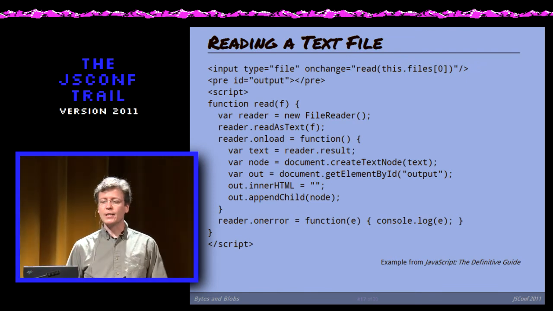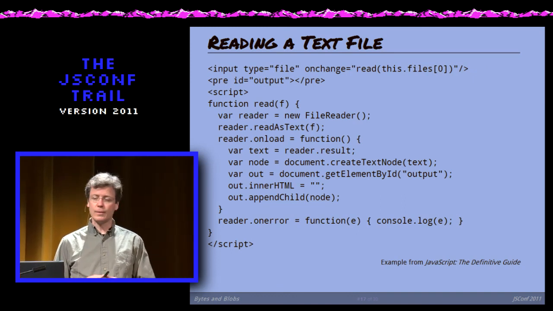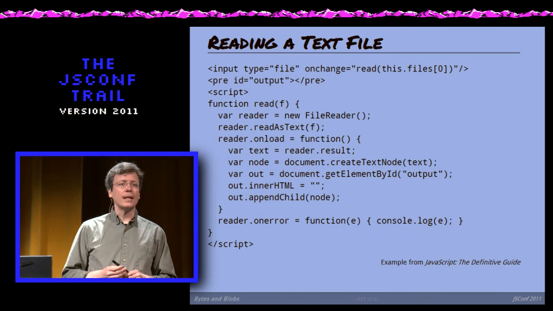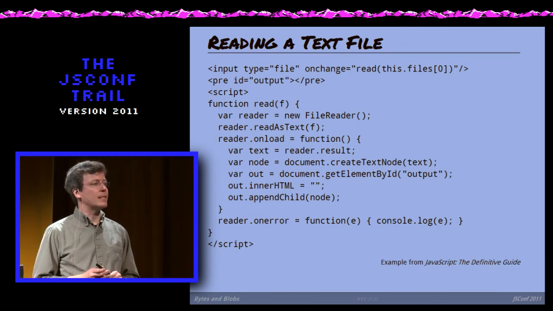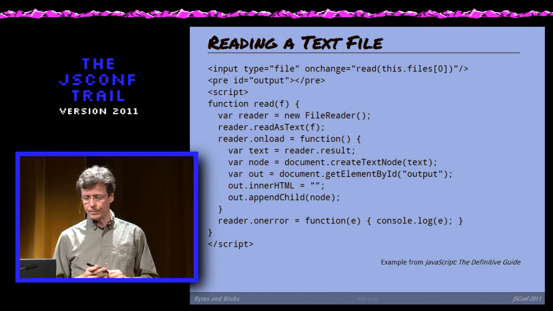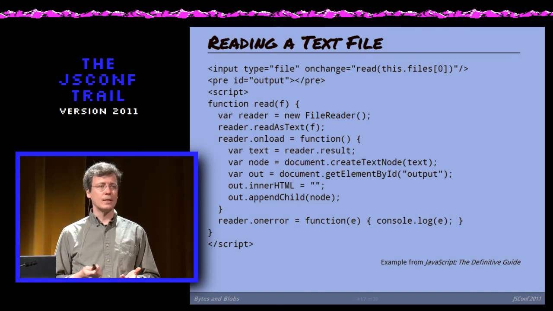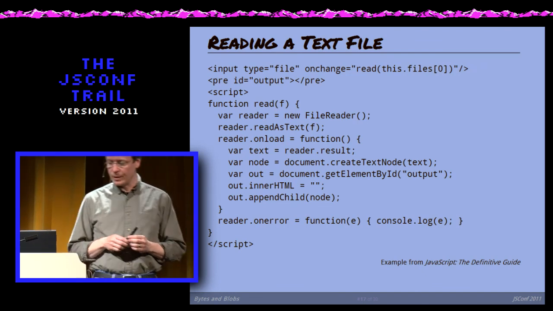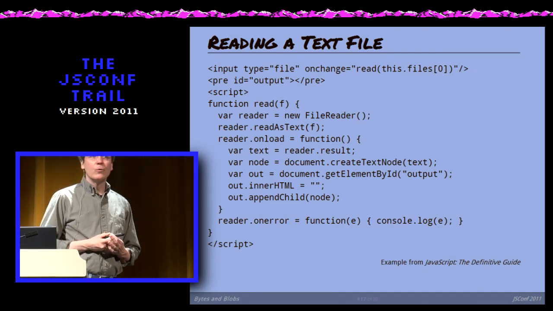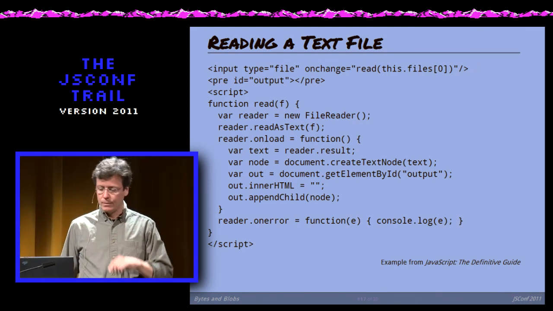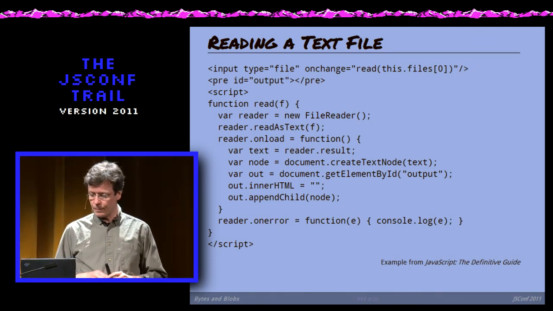So here's how you'd read a text file. Once again, I just have an input for selecting a file. You pass it to this function read. It creates a FileReader object, then passes the file to the readAsText method, and defines an onload handler. When that onload handler is called, the text is available in the result property of the reader. If I had called readAsArrayBuffer, then the result property of the reader would be an ArrayBuffer object, and we'll talk about that next.